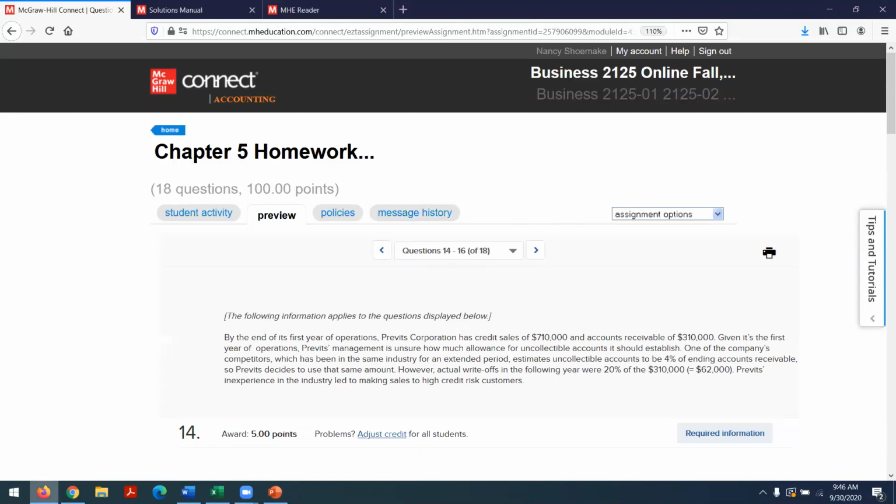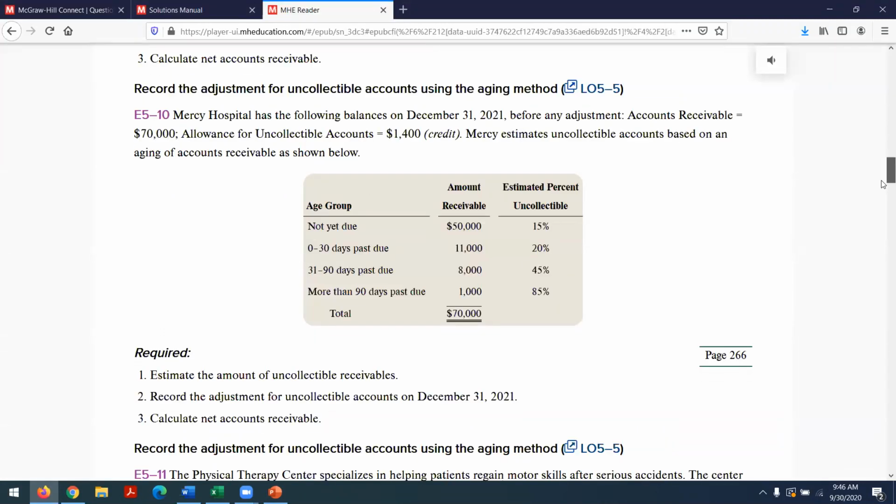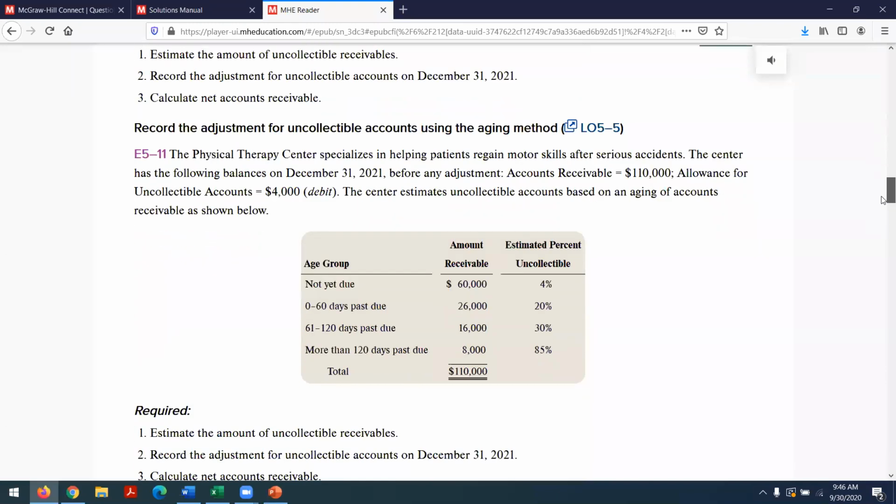Let's look at another problem, because I really think this is the best way to learn, guys. E5-11. The Physical Therapy Center specializes in helping patients regain motor skills after serious accidents. The center has the following balances on December 31st, 2021, before any adjustments. Receivables, $110,000. Allowance for uncollectible accounts, a $4,000 debit. First thing I do.